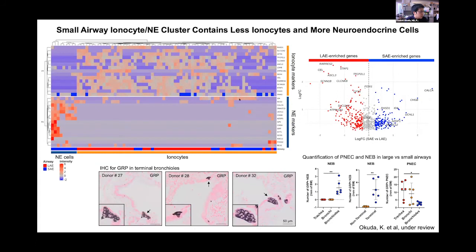And interestingly, we have an ionocyte cluster, but the ionocyte cluster shows not only ionocyte genes, but also some neuroendocrine cell genes. And then we look at the difference between the large airway ionocyte cluster versus the small airway ionocyte cluster. So this heat map shows the difference between airway regions in ionocyte or neuroendocrine cell marker genes.